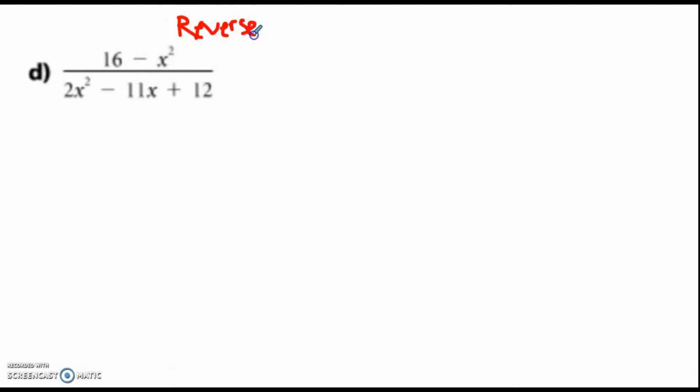Anytime you see that your variable, like I said, is second, you're going to want to do a reversal. So let's do all of that at once over here. I'm going to pull out the -1 and reverse the order, change the signs on these. So I'm going to get -16 plus x squared. Okay, close my bracket. In the denominator, I'm going to have to do some work.